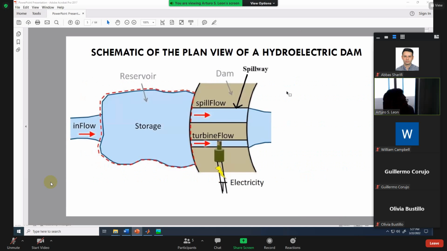So guys, this is the schematic. Every hydropower plant can basically have this system. We have two types of flow, right? We have a turbine flow, which I can control, and we have the spill flow, which I can also control. So both of them are gated.